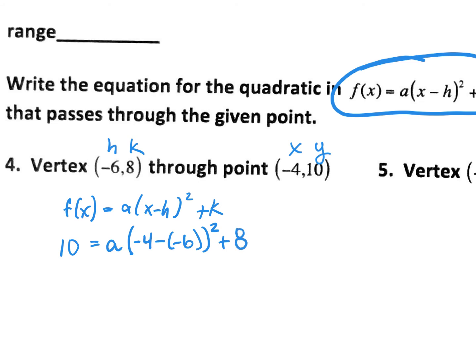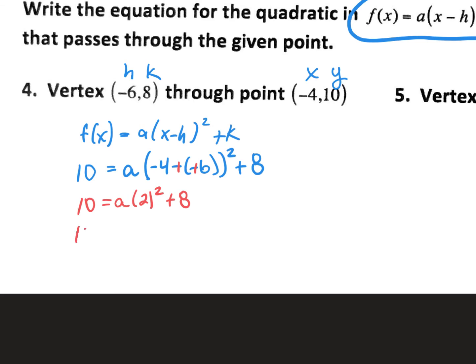I need two things in order to write my equation in vertex form. I have to have the vertex, and I have to have the a. So I have my vertex. I'm just solving now for the a. So now we just do some basic algebra. We work from the inside out. So what is negative 4 minus the negative 6? 2, right? So here I have 2 squared plus 8. All right, I can now say that 2 squared is 4. So this is 4a plus 8.